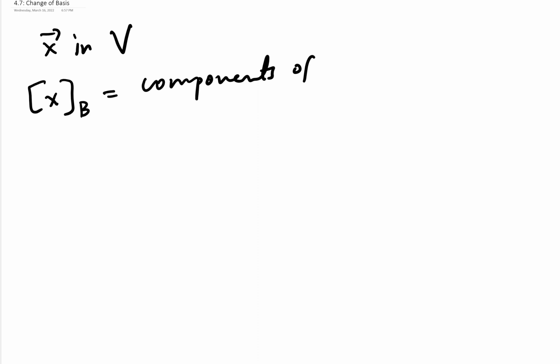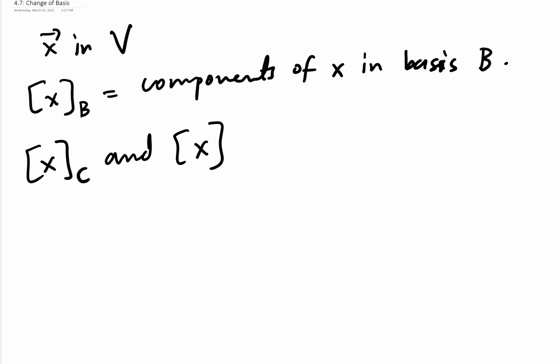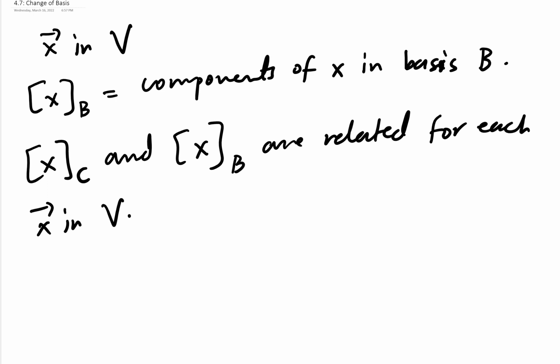To do so, we take a vector x in the vector space V. We need to see how the components, where the bracket means components, so [x] sub B means the components of the vector x in the basis B. We're going to see how the components of x in basis B and the components of x in basis C are related for each vector x in the vector space V. That's what we're going to be seeing.